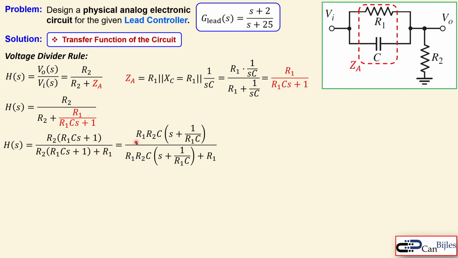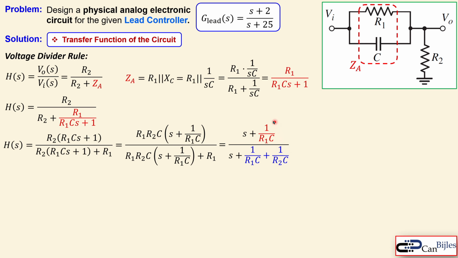Now we see the following things. We can divide out this complete product, R1 times R2 times C, and also here. But when you do it here, you lose one R1, which means you get 1 over R2C. So you only leave this in the numerator: S plus 1 over R2C. In the denominator you get S plus 1 over R1C plus 1 over R2C.